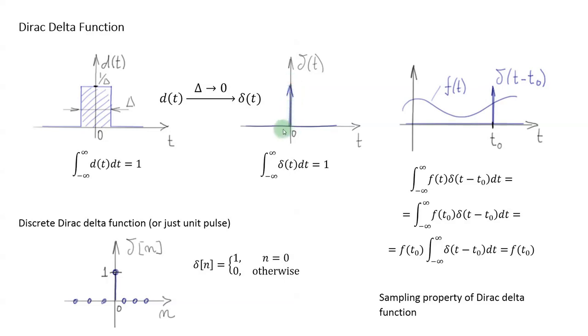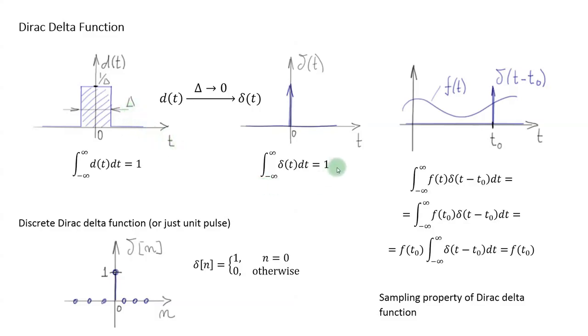Also, you can imagine it as a function which is 0 everywhere, except for time equal to 0, where it is infinite. But these are only informal descriptions. Formally, working with the Dirac delta function means taking this pulse and sending this delta in limit to 0.